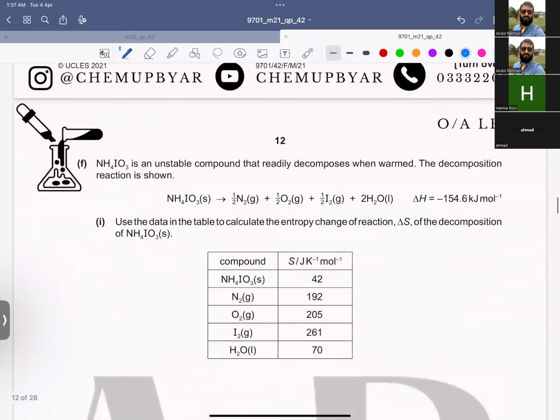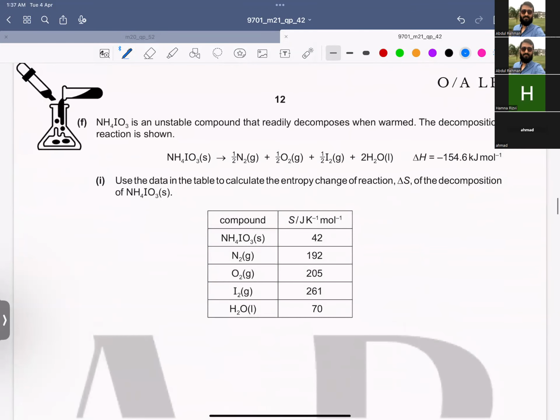Okay. Now the F part. Ammonium iodate is an unstable compound that readily decomposes when warmed. The decomposition reaction is shown. Okay, here I have an equation, and I have been provided with the enthalpy change, which is exothermic. Use the data in the table to calculate the entropy change of the reaction of the decomposition of ammonium iodate.